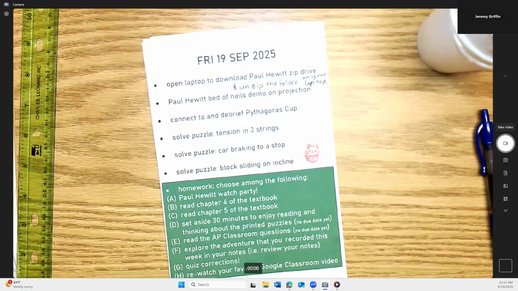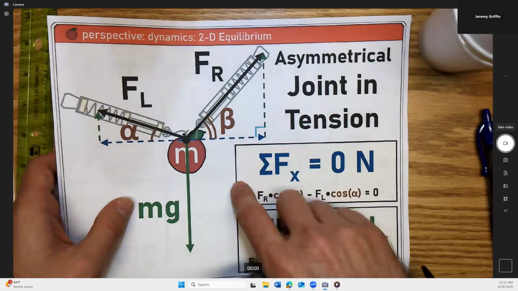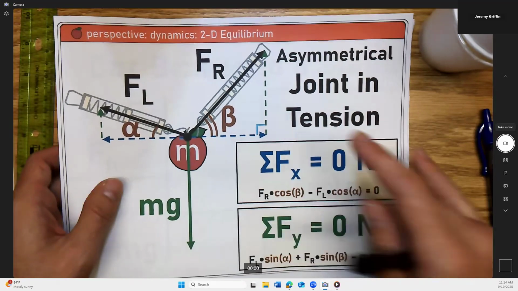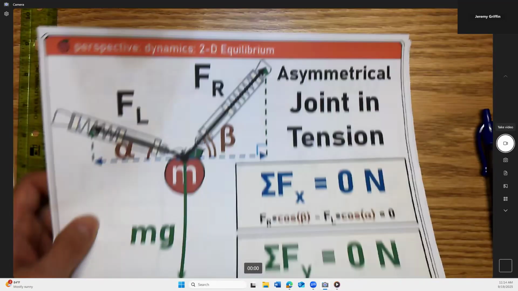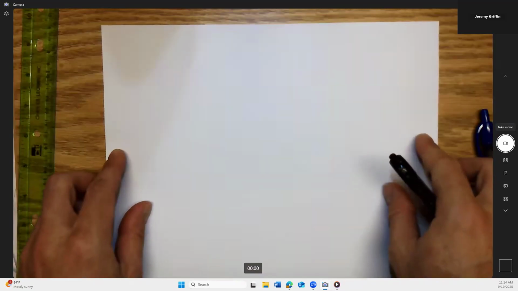All right, let's do this one. You guys got your notes out? We're going to solve one of these. So this would be an asymmetrical joint in tension. This is going to be an equilibrium puzzle. We need some equilibrium right here. You guys got some paper out?